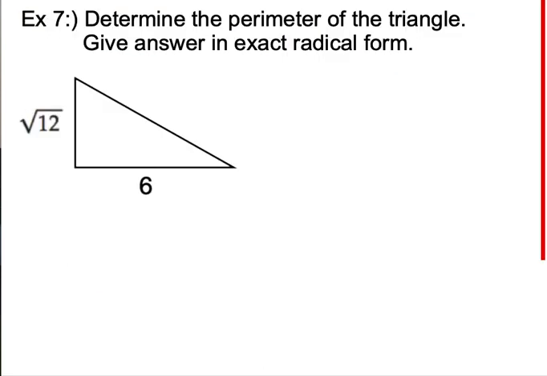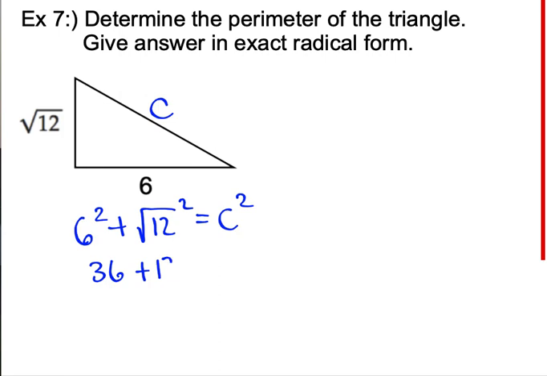All right, one more example, I believe, and then we'll preview the assignment. Determine the perimeter of the triangle. Give answer in exact radical form. Well, to get the perimeter, we need to know this side length here. So we'll use the Pythagorean theorem. 6 squared plus the square root of 12 squared equals c squared. That's 36 plus 12, which is 48, equals c squared. So c is the square root of 48.